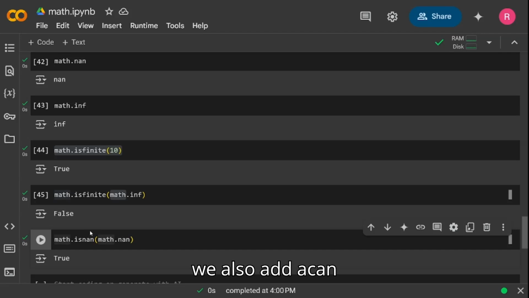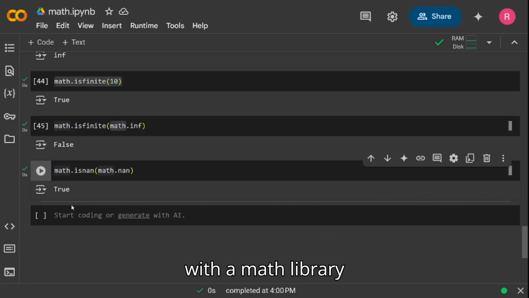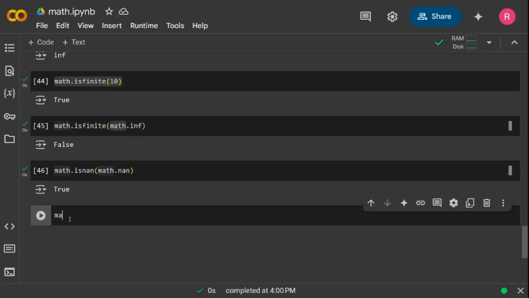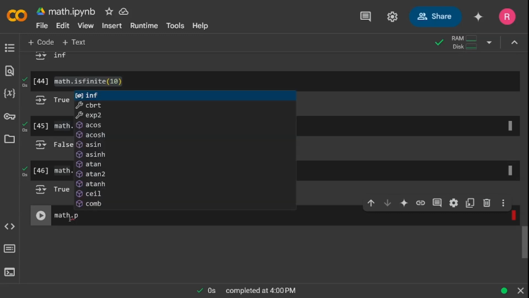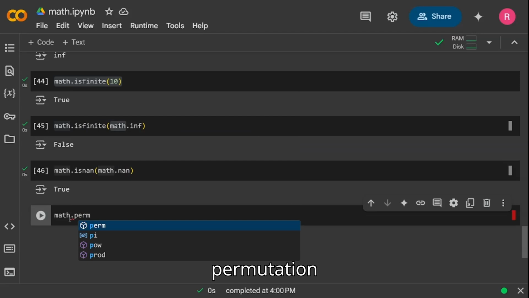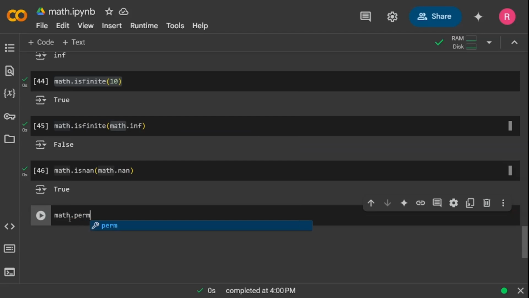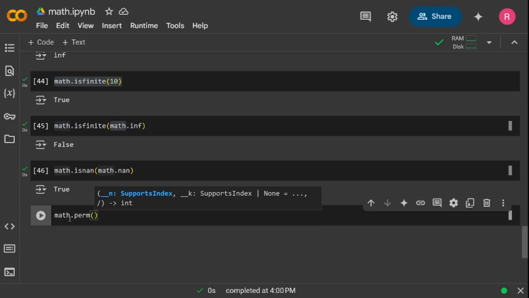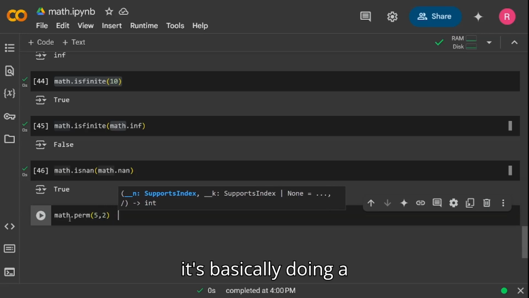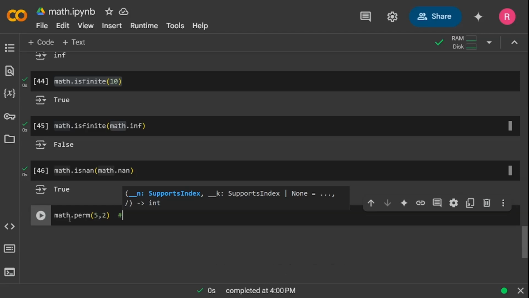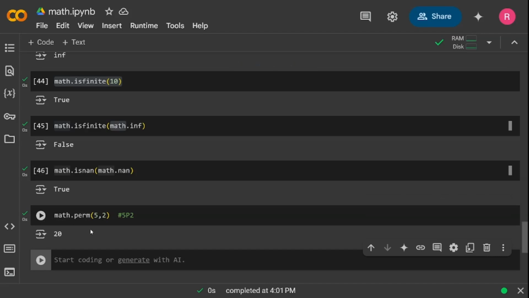We can also find permutations and combinations with the math library. We just do math.perm for permutation. We need to find 5P2, so we call it with 5 and 2. It is basically doing 5P2, and the answer will be 20.